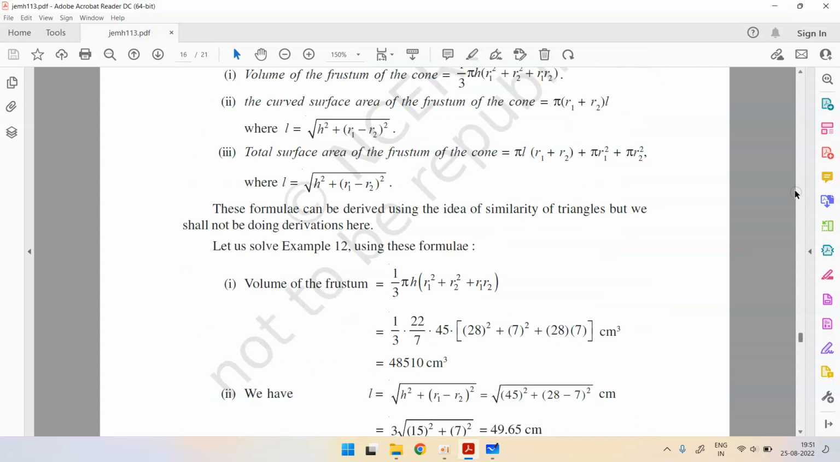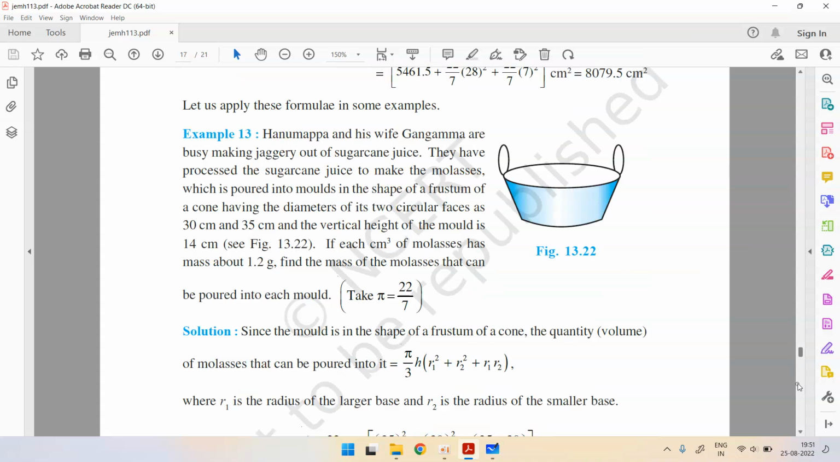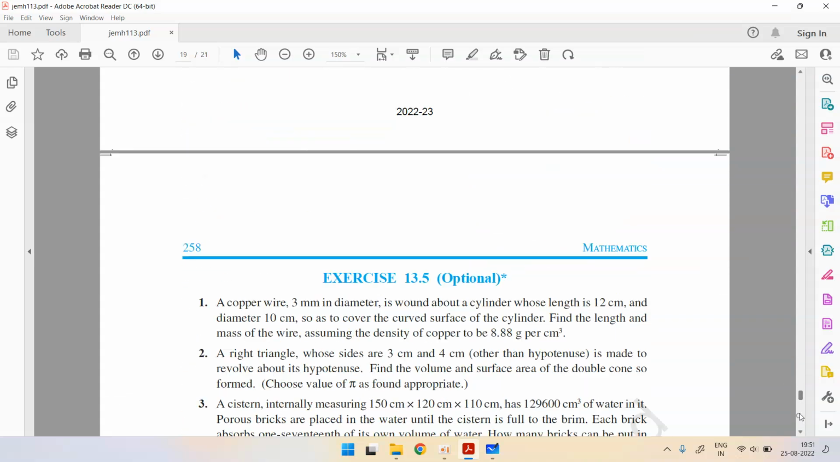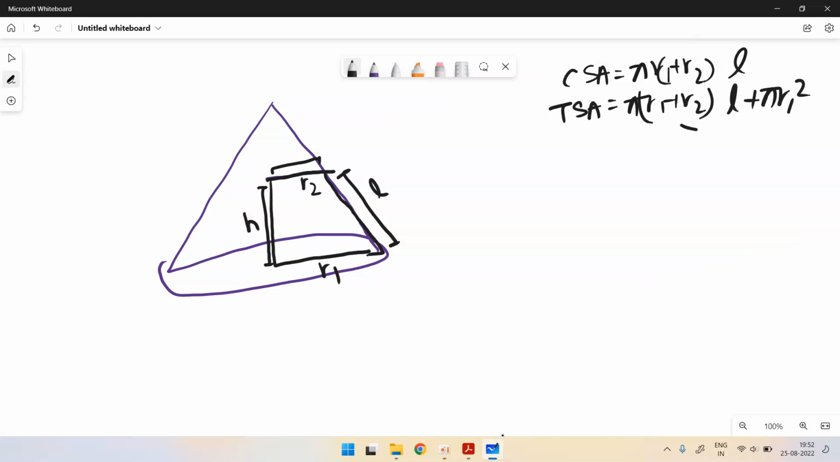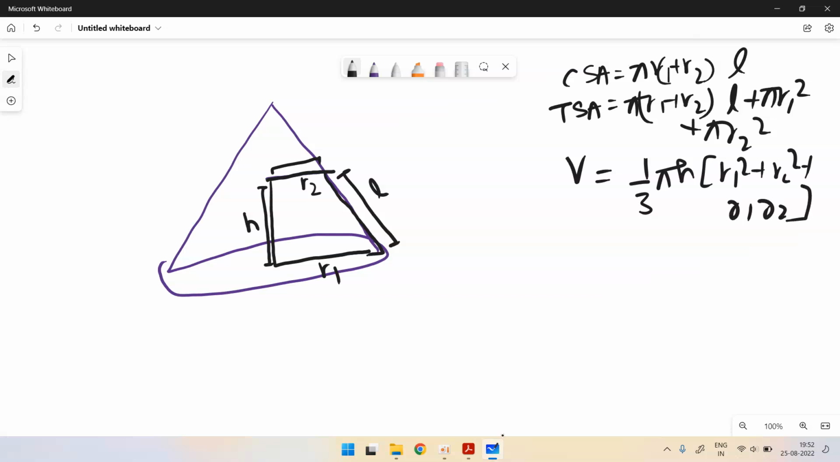Let us take R1 as the bigger radius. This is R1, this is R2, this is H, this is L. The total surface area is pi (R1 plus R2) L plus pi R1 square plus pi R2 square. The volume is 1 by 3 pi H (R1 square plus R2 square plus R1 R2). Assume the height of the small upper cone is H dash.